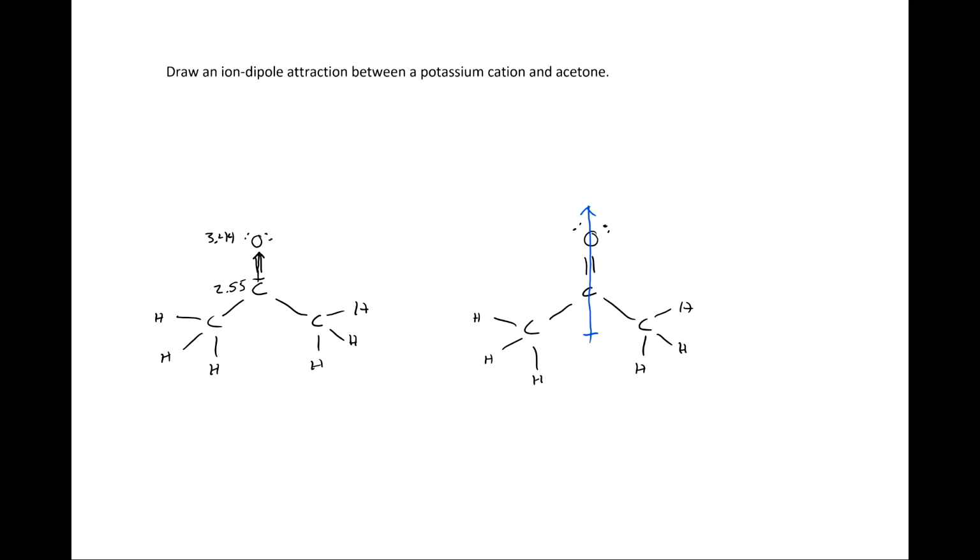Opposite charges attract. The arrowhead of the net dipole represents a partial negative charge. We place the potassium cation next to the partial negative charge.